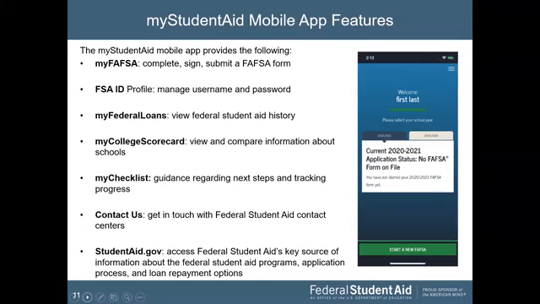There are also additional features available in our mobile app. You can view your loan history. You can access the My Checklist, which will give you guidance and next steps towards tracking your progress. You can also contact federal student aid centers and also create an FSA ID and access your information there. And also access one of our many wonderful, resourceful websites, studentaid.gov. So we have a wonderful app. It is free. You can download it at the Google Play Store or the Apple Store and use it at your leisure. So we've given you many different ways to access and complete your FAFSA.